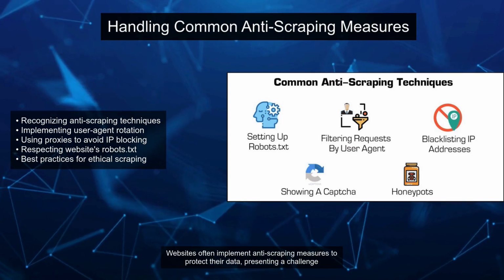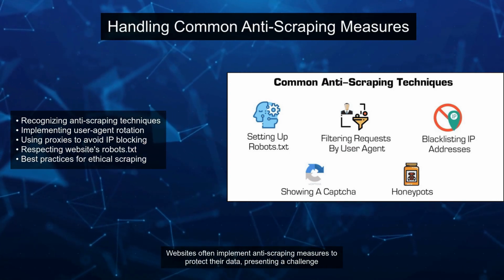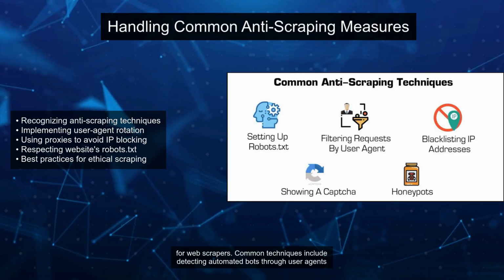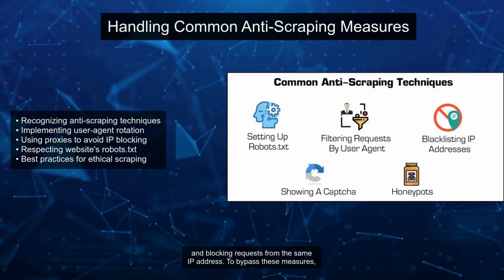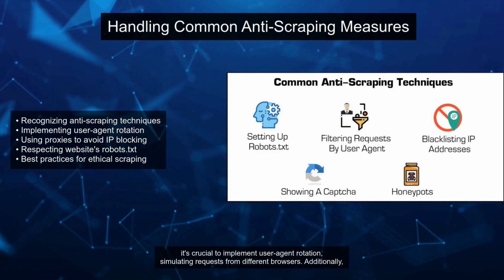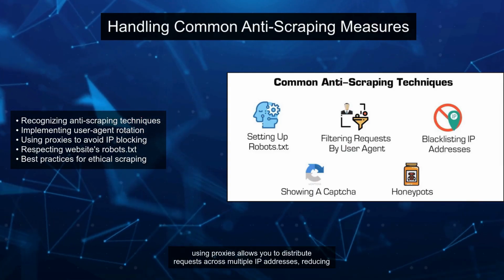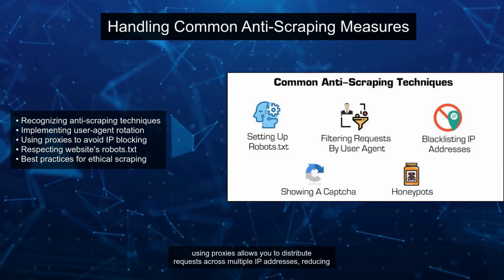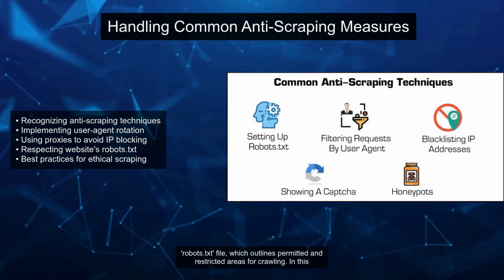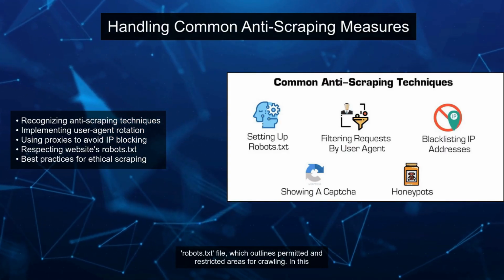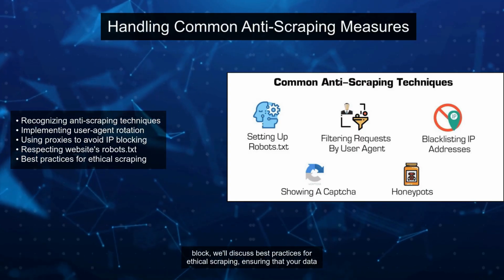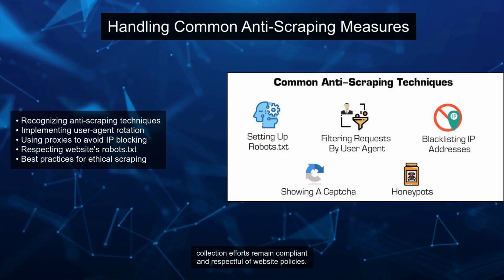Websites often implement anti-scraping measures to protect their data, presenting a challenge for web scrapers. Common techniques include detecting automated bots through user agents and blocking requests from the same IP address. To bypass these measures, it's crucial to implement user agent rotation, simulating requests from different browsers. Additionally, using proxies allows you to distribute requests across multiple IP addresses, reducing the risk of being blocked. However, it's essential to respect the website's robots.txt file, which outlines permitted and restricted areas for crawling. In this block, we'll discuss best practices for ethical scraping, ensuring that your data collection efforts remain compliant and respectful of website policies.